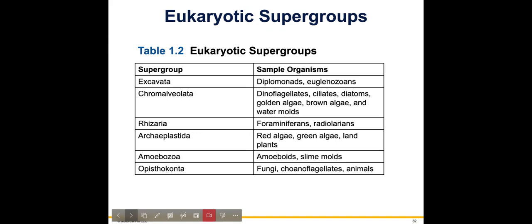So this is not a slide I expect you to memorize in any way, but if you're really interested, there are some different supergroups here: Excavata, Chromalveolata, Rhizaria, Archaeplastida, Amoebozoa, and Opisthokonta, and some examples. If this makes you really excited, then Bio 102 may be for you. We spent an entire chapter on learning different protists.